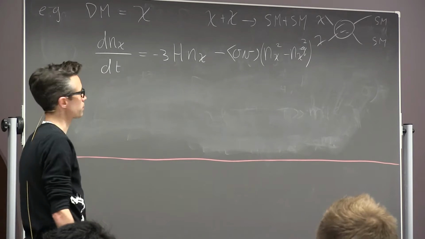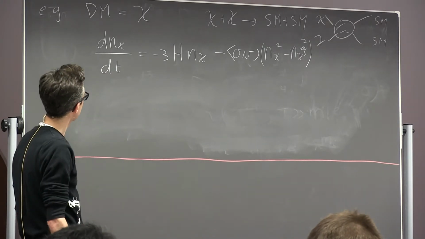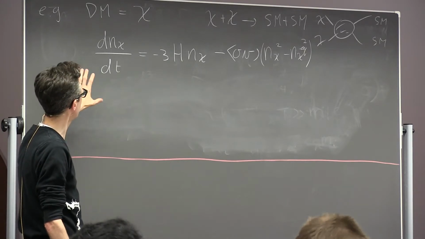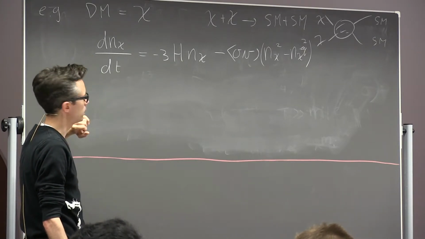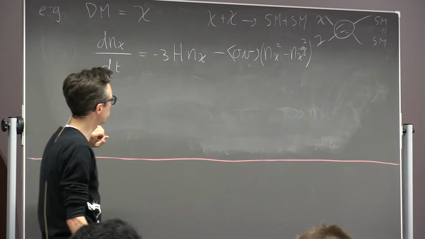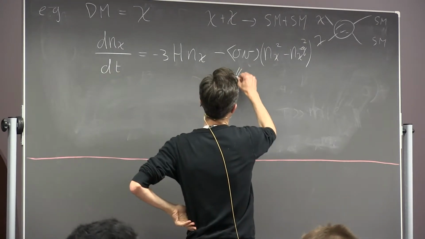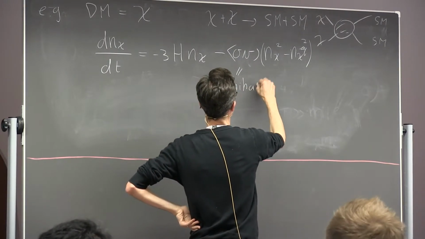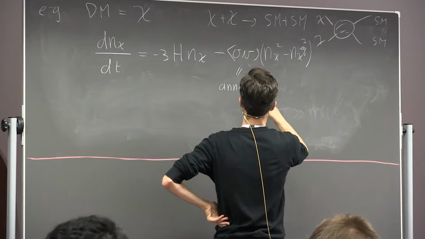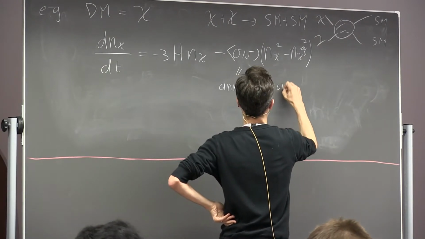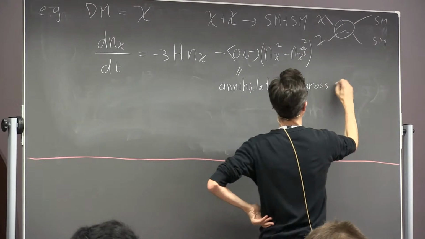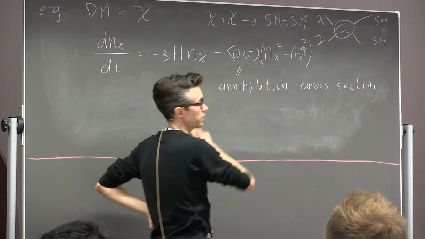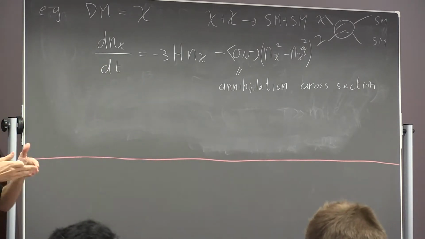Many of you will probably have seen this before, but if you haven't, don't worry about it. I'm not going to go through how one actually derives this, but you can understand the different pieces of this equation in a pretty simple way. First of all, this sigma v is the average, by average I mean a thermal, thermodynamic average, annihilation cross-section. So this thing controls how likely this reaction, chi-chi goes to standard model, is to happen.